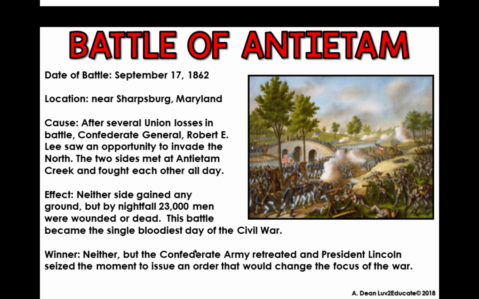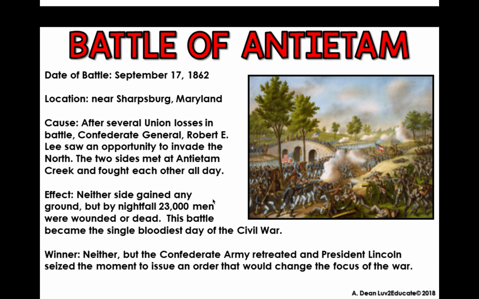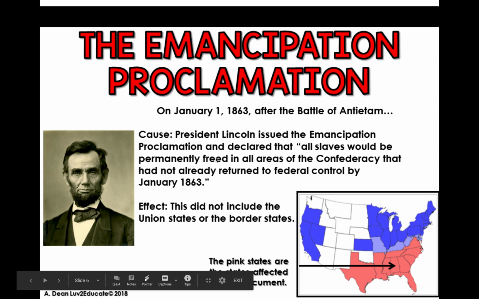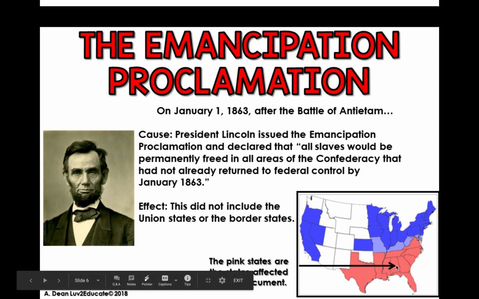They backed out of the North, and then President Lincoln used this as an opportunity to change the focus of the war. He would issue an order, and that order was the Emancipation Proclamation. After the Battle of Antietam, President Lincoln issued the Emancipation Proclamation. It was a law that declared that all slaves would be permanently freed in all areas of the Confederacy. Remember, the areas of the Confederacy are these southern states. So he declared that all slaves in these states would be permanently freed.